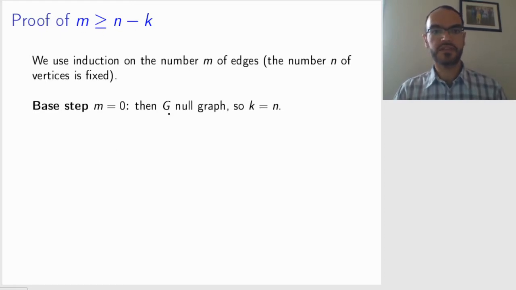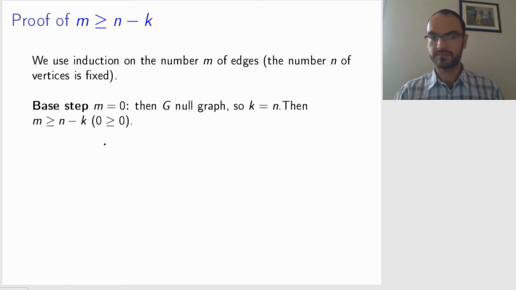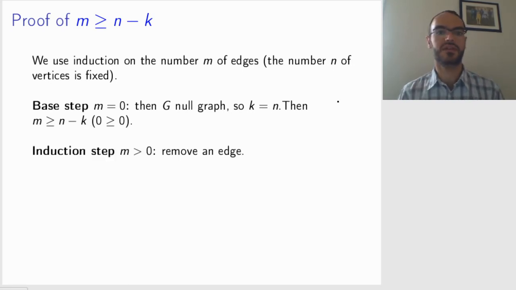Well, if the graph has n vertices and no edges, it's the null graph. So it's just the n vertices totally disconnected from each other. They will sit in n components. The number of components will be the same as the number of vertices. In that case, n minus k is exactly 0, and m is 0. So we need to prove that 0 is greater than or equal to 0, which is true. So the base case is done.